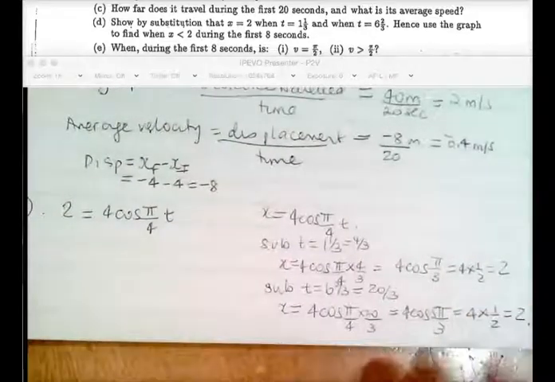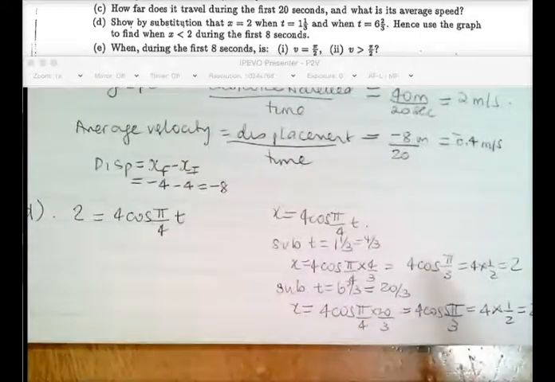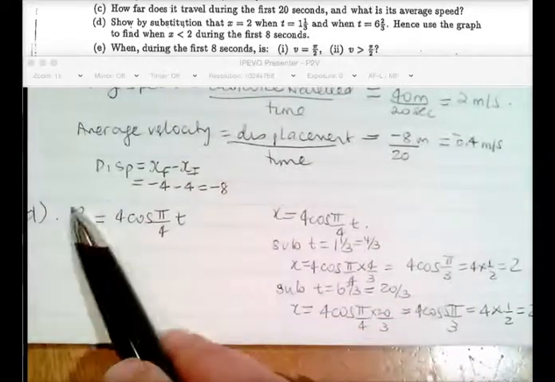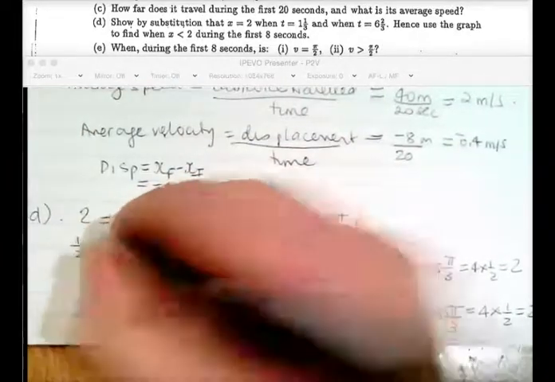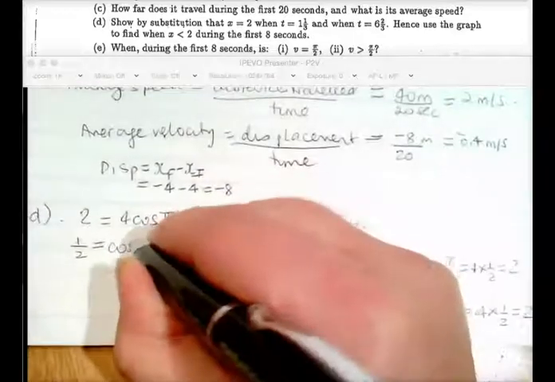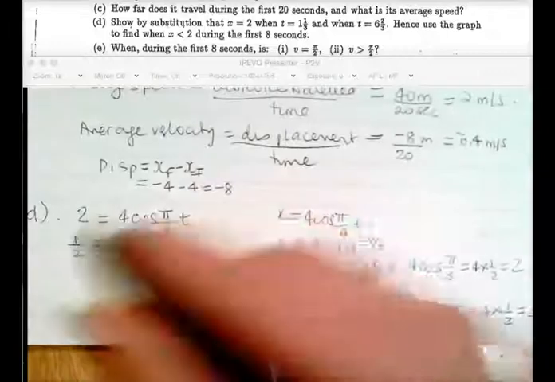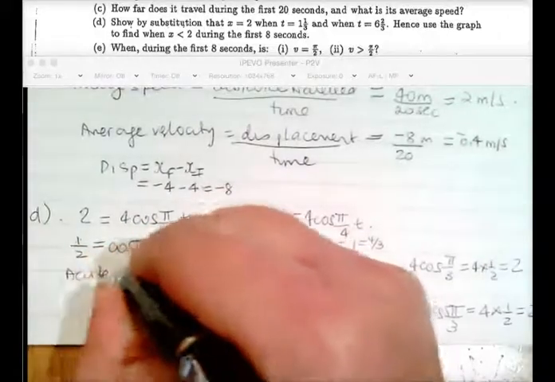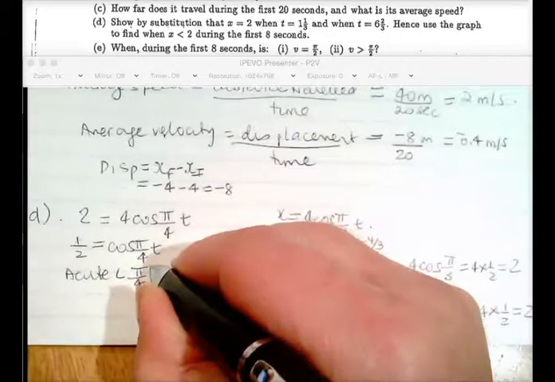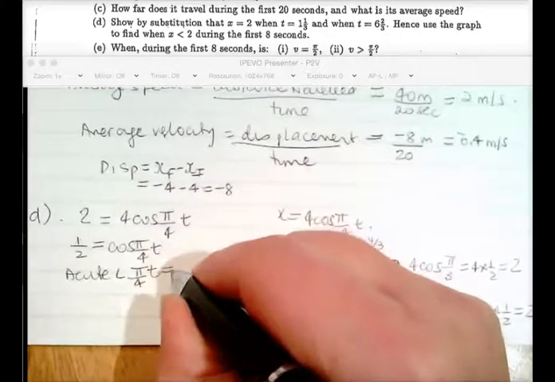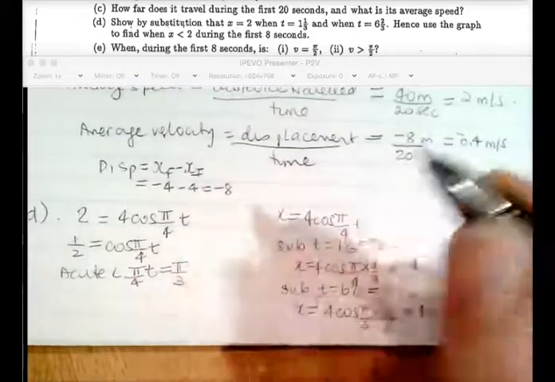Now, if you weren't asked to do it that way, and they might ask you to find the times when x is 2, you would substitute x is 2 there, divide by 4, and we'd get 2 divided by 4, which is a half, equals cos of pi on 4t. Now we use our 4 quadrants. Cos of what is a half? So our acute angle pi on 4t is cos of 60 is a half, so that's pi on 3.